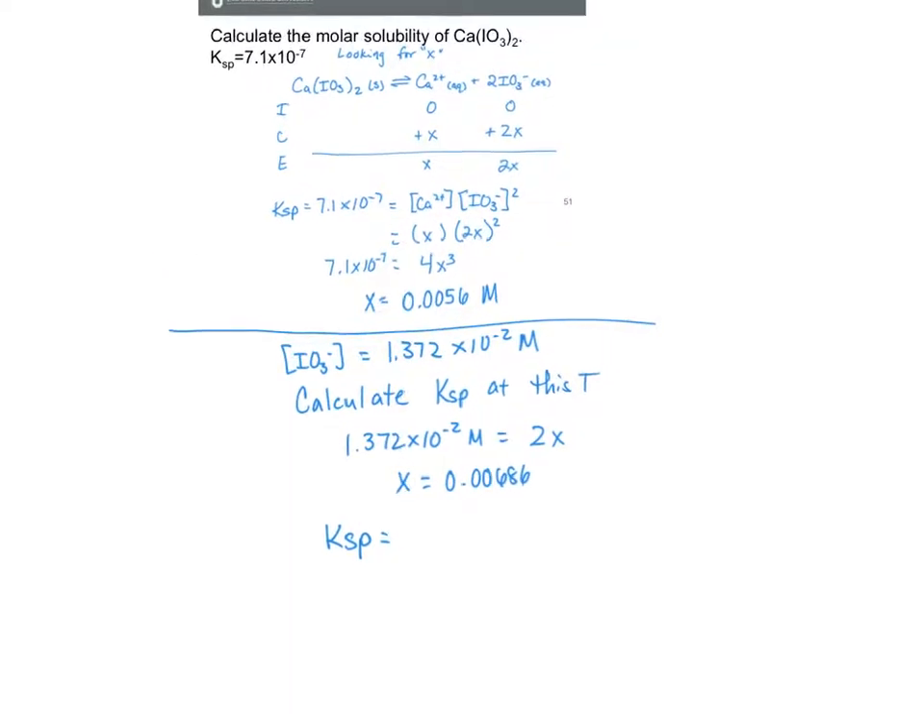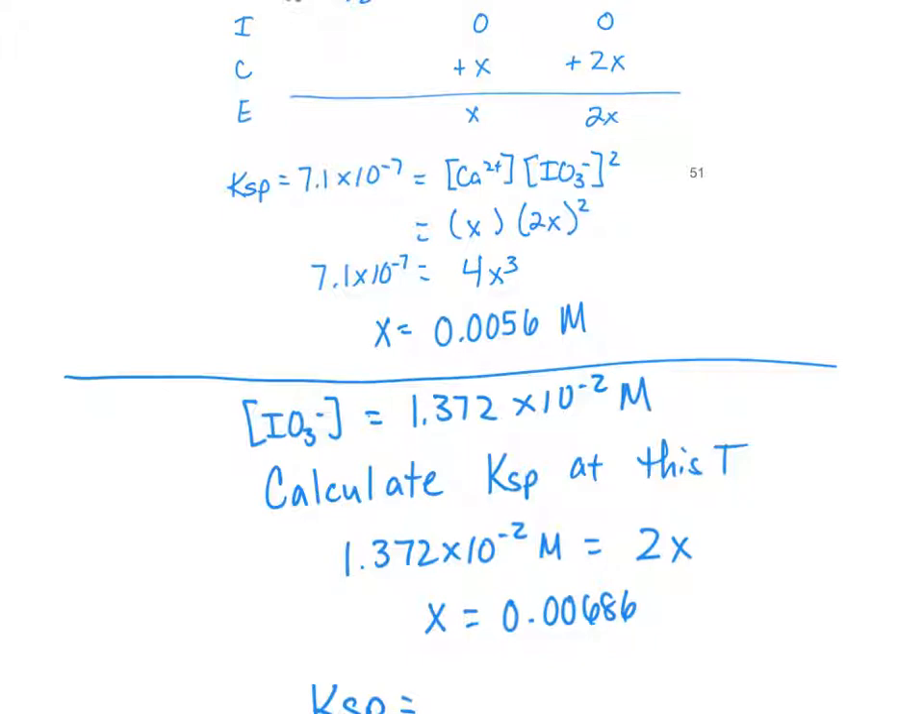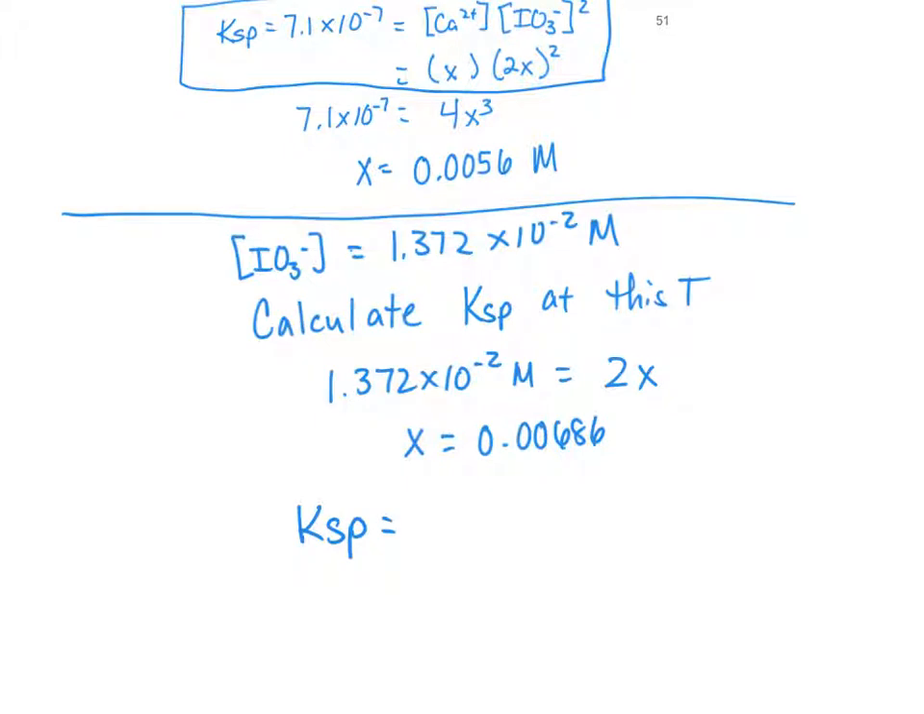And now to solve for KSP, we plug it back into the equilibrium constant expression we calculated previously. KSP is equal to 4x cubed. So we'll have 4 times x cubed, 0.00686 cubed. Make sure you cube that first. And we should get a KSP value of 1.29 times 10 to the minus 6.